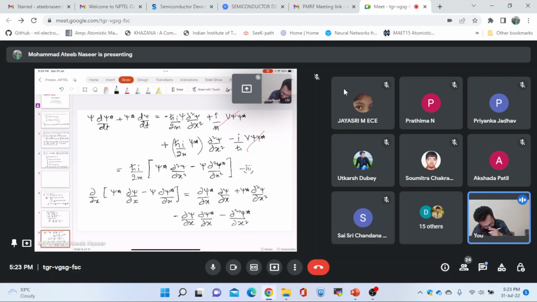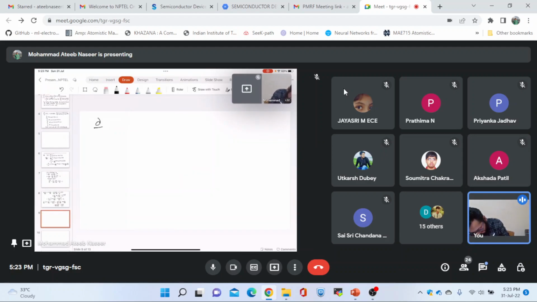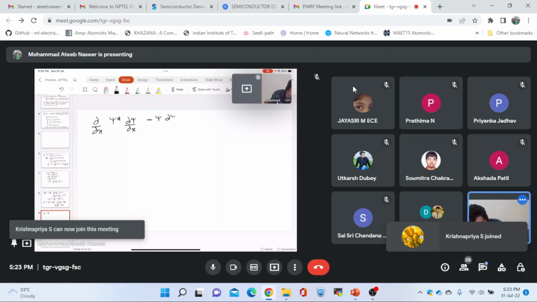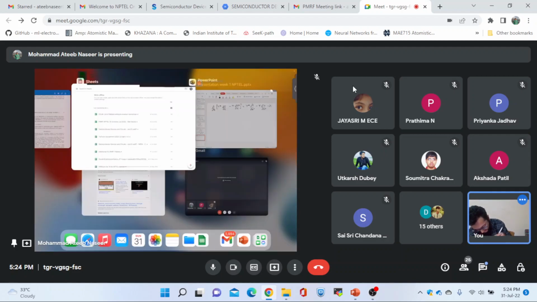What we observe from this is that this term and this term will cancel out, and this expression will simply be equal to d/dx of (ψ* ∂ψ/∂x minus ψ ∂ψ*/∂x), which will be equal to ψ* d²ψ/dx² minus ψ d²ψ*/dx². This is the equation that we are going to call equation 4.